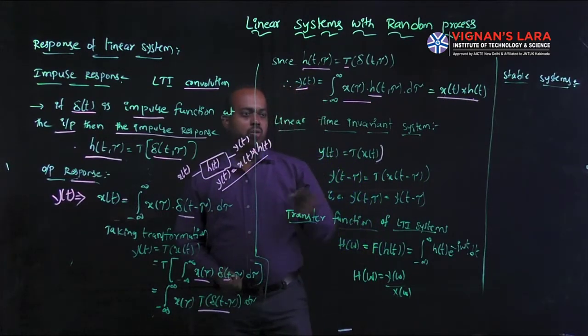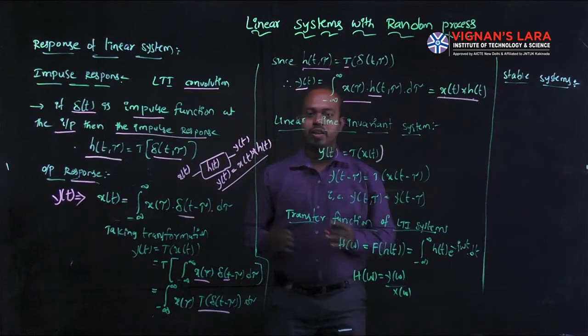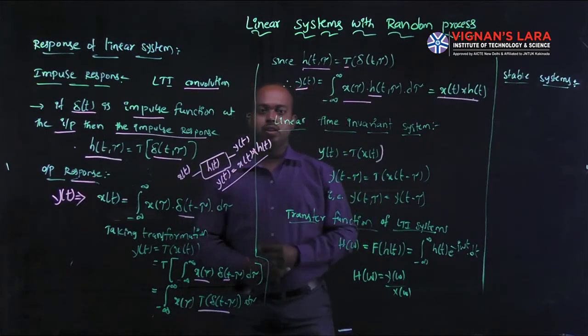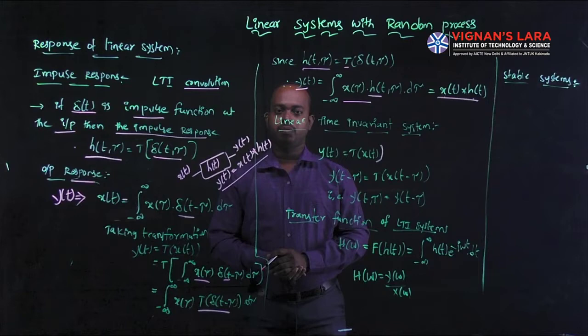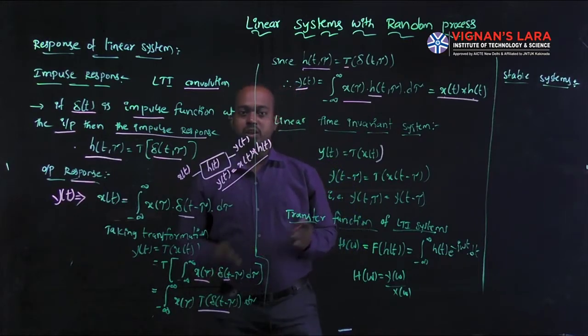Now we can go for another topic. That one is the linear time invariant system. In the linear time invariant system, we define that the input and output of the system do not change with respect to time. Suppose the time is changed, but the input signal and output signal are not changed.